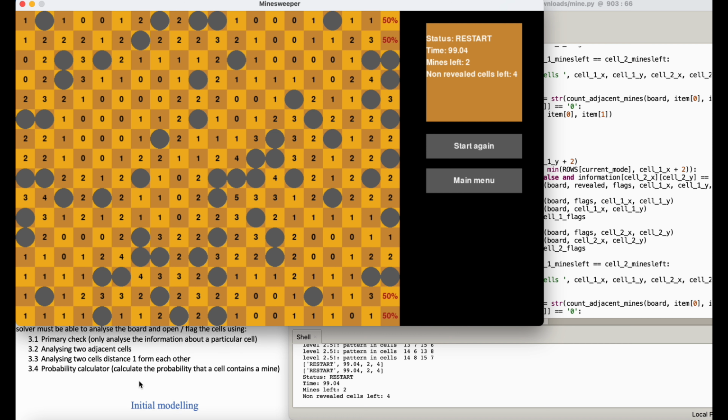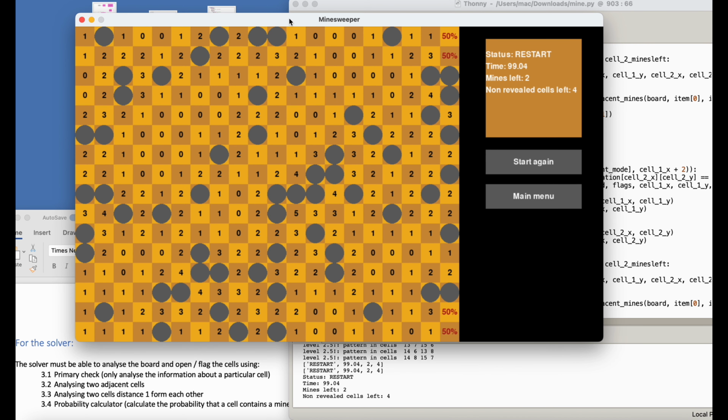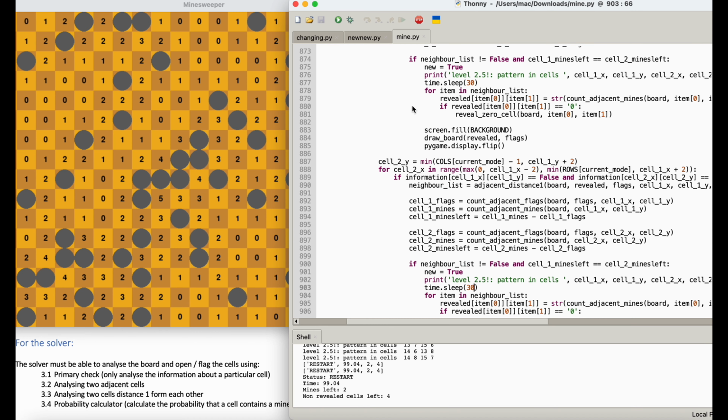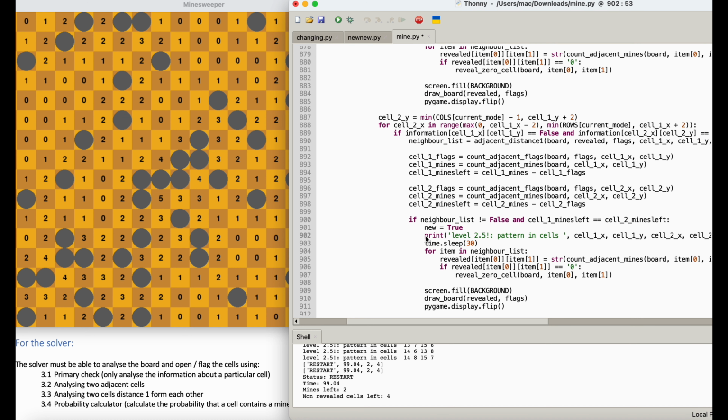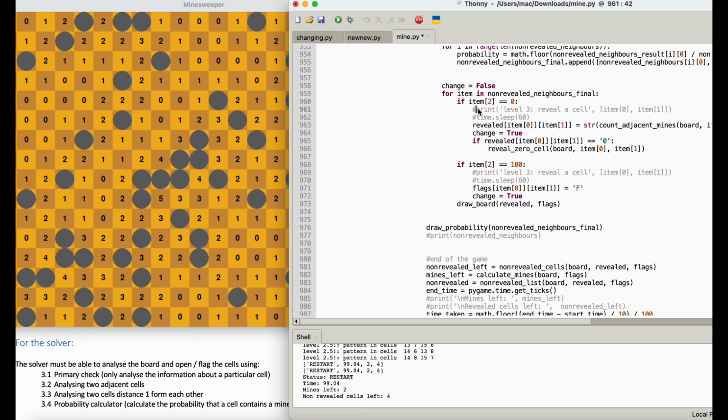Probability calculator. Calculate the probability that a cell contains a mine. I will cut the video the same as in the previous objective. The board doesn't do this level as frequently as the first two. And we can comment this level, and go to the solver and uncomment this. I set the sleep time to be 1 minute here.